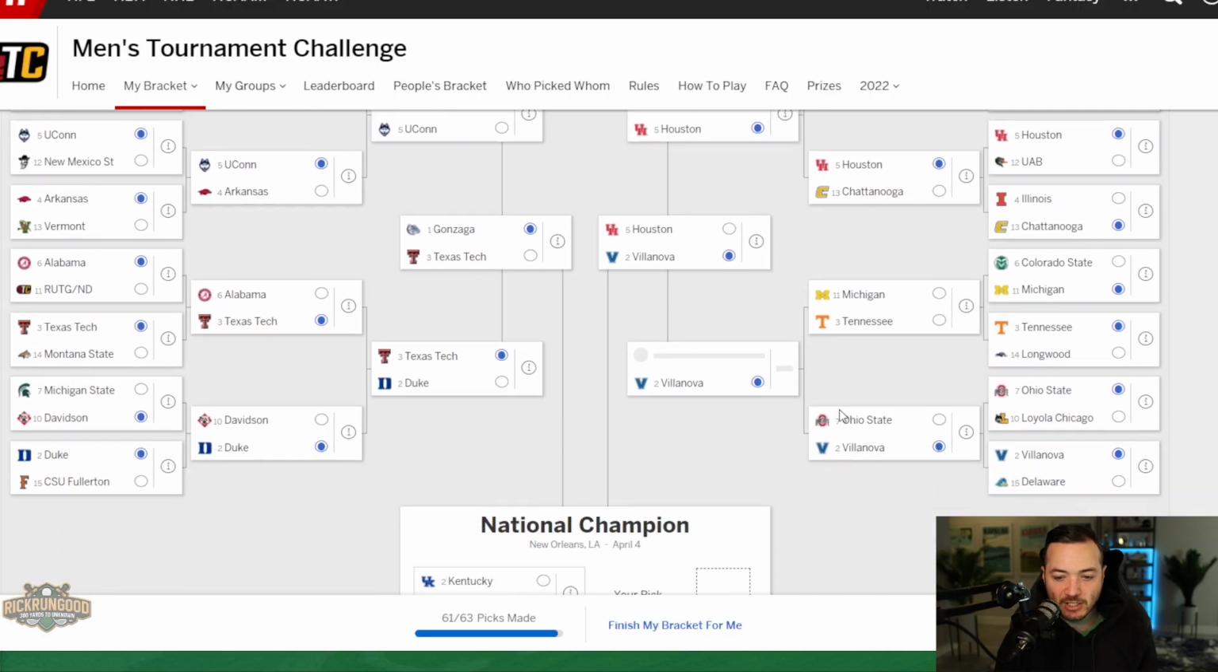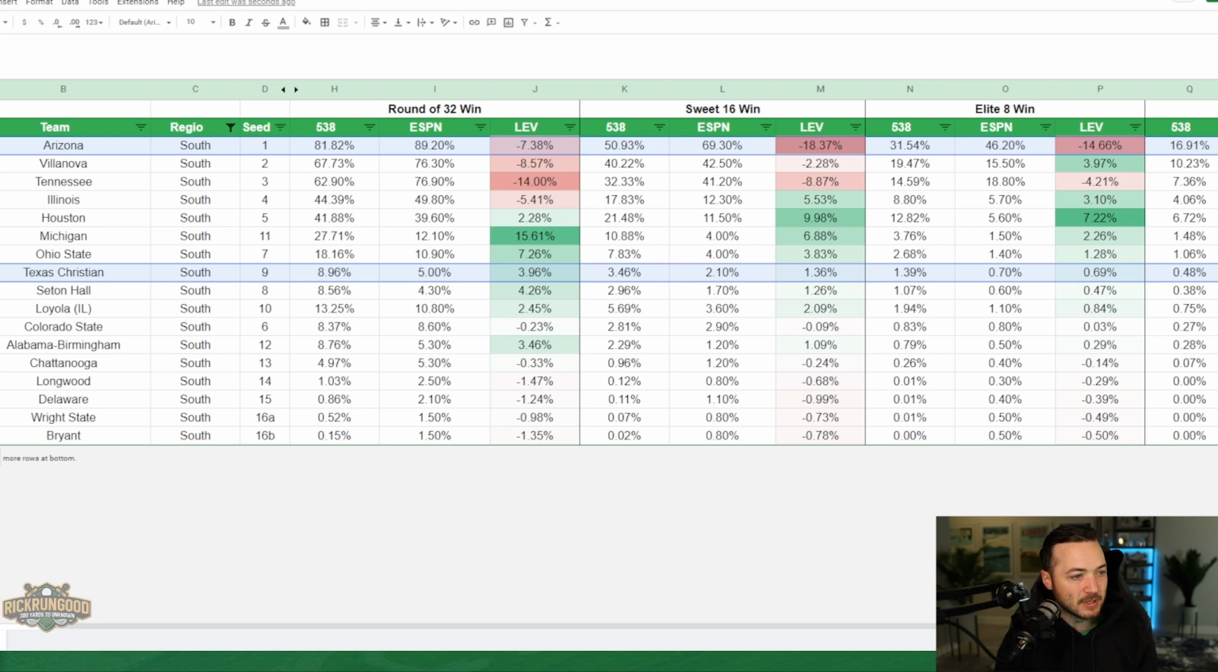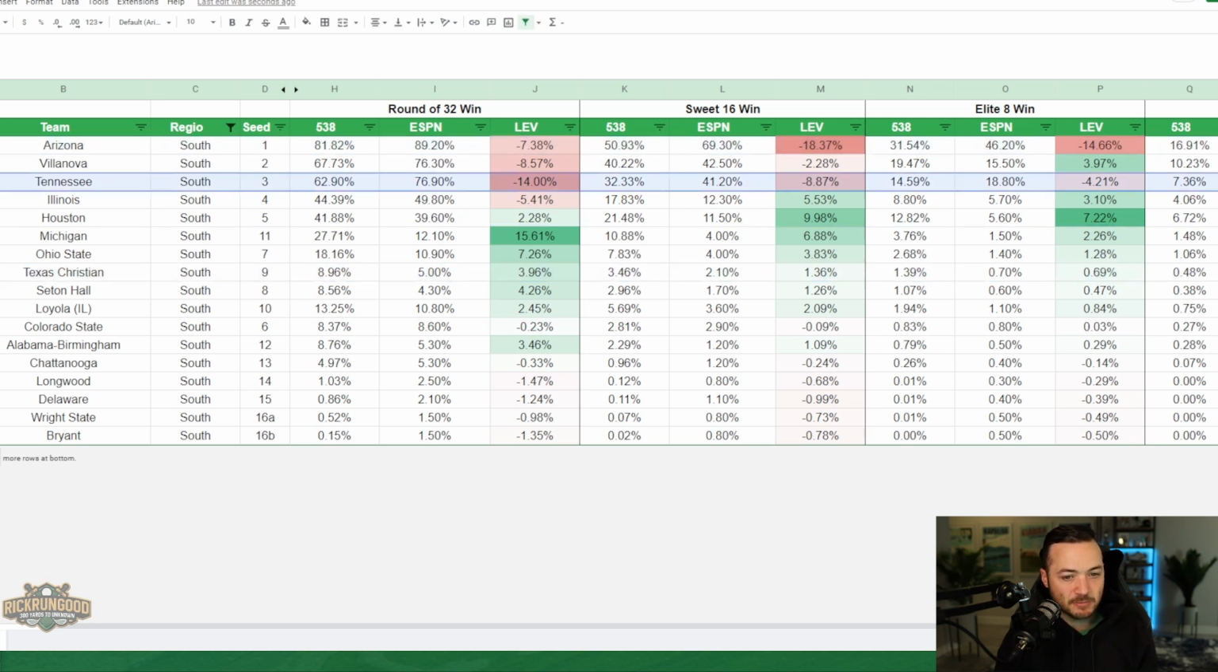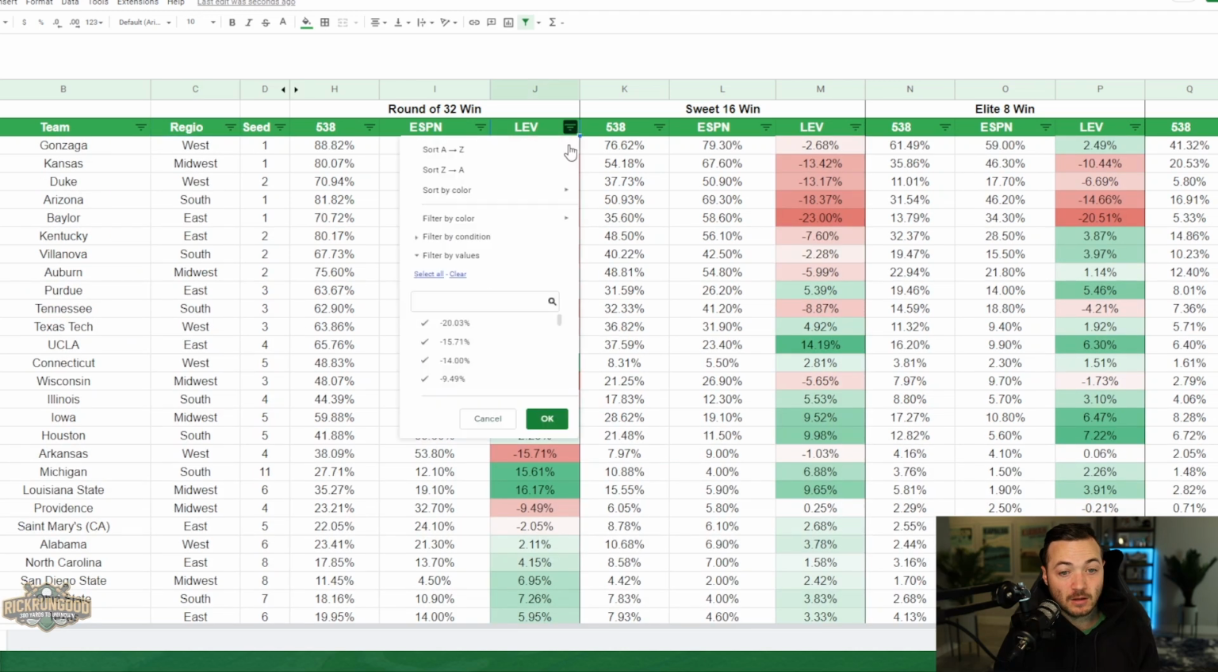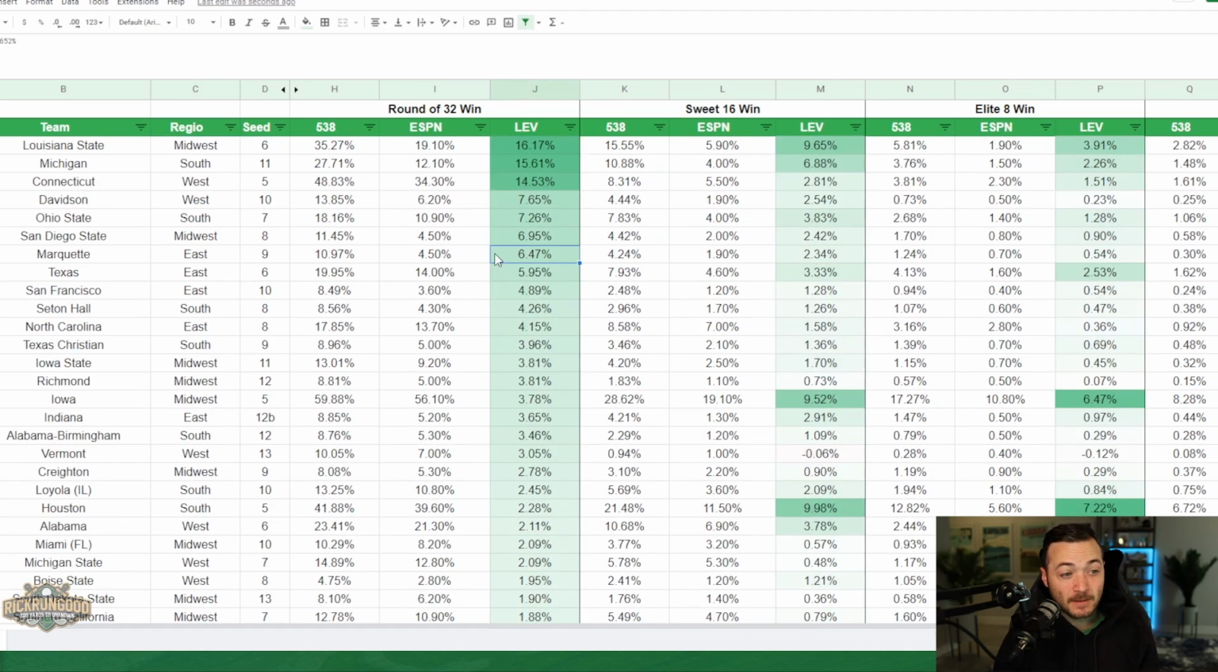And then we have Michigan and Tennessee. Here's Tennessee. Here's Michigan. If you wanted to get frisky, Michigan is the largest leverage play to win in the round of 32 out of the South, and Tennessee is the worst leverage play to win in the round of 32. Boy, this is enticing. Those are big numbers. Those might be the biggest numbers of all of them.